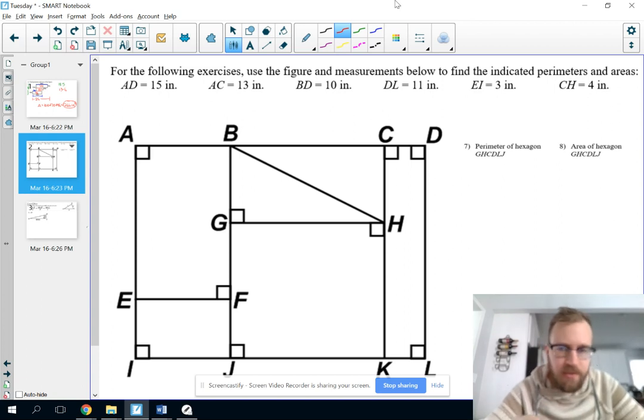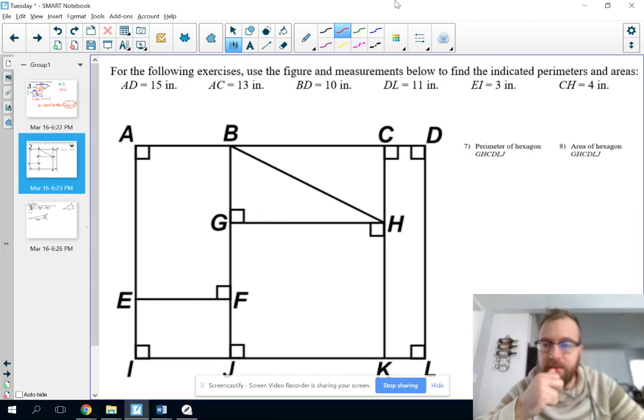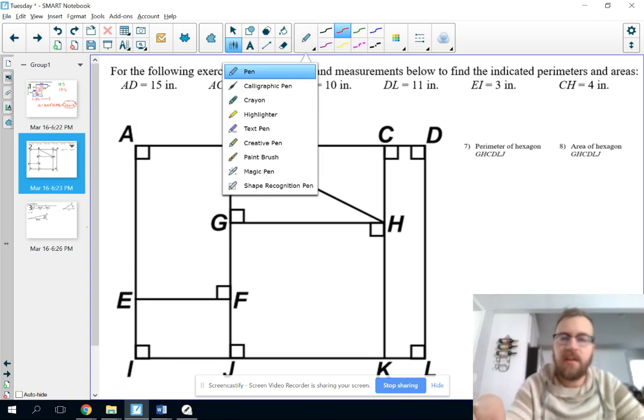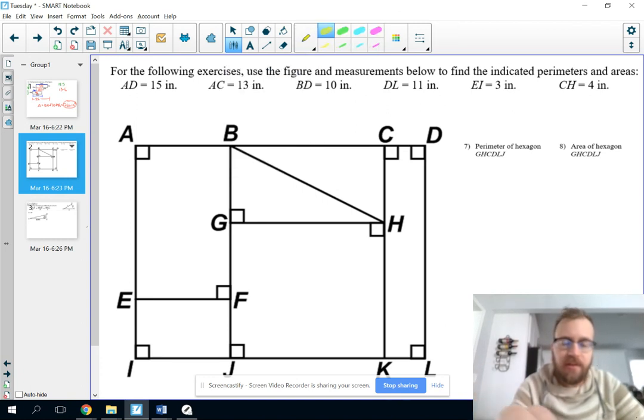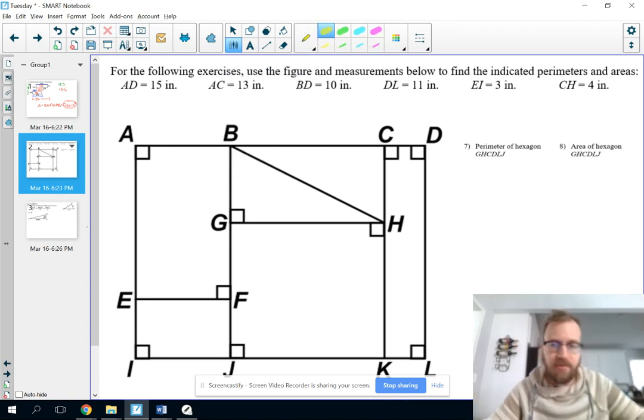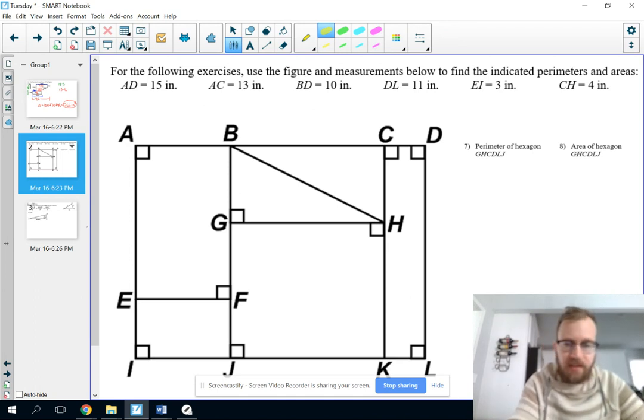All right, and then jumping into our next section here, I'm going to jump to numbers 7 and 8, perimeter and area of that hexagon they named with 6 letters. So GHC, DLJ. So first thing you might want to do, and you might already have some of this work done if you did 3 through 6, but I'm just going to highlight what we're working with here. So this is our shape.